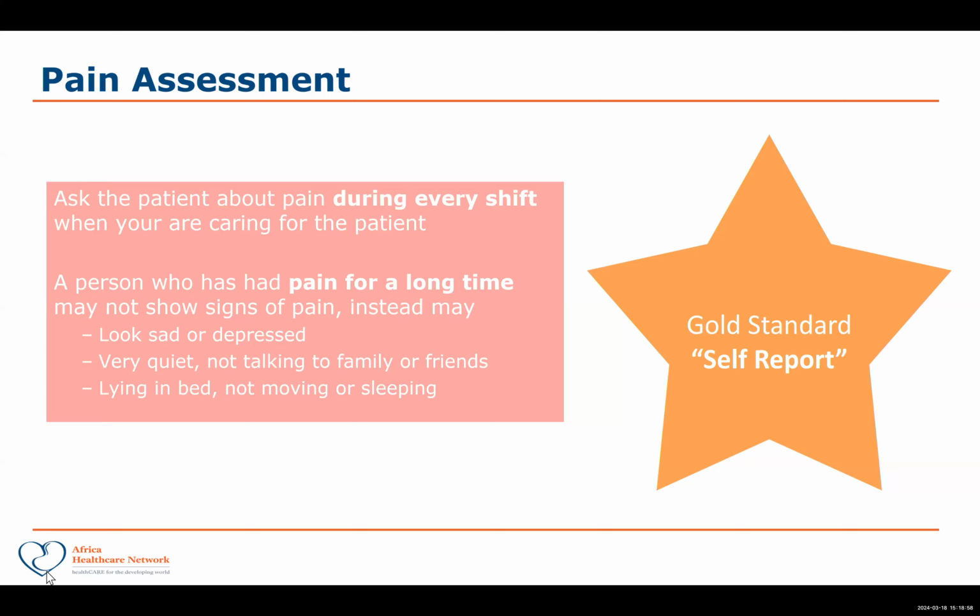So this is a good mnemonic. SOCRATES, Socrates, for the site, the onset, the character, if it's radiating, what's aggravating it, the timing, exacerbating, and the severity. Yeah, and you mentioned that.